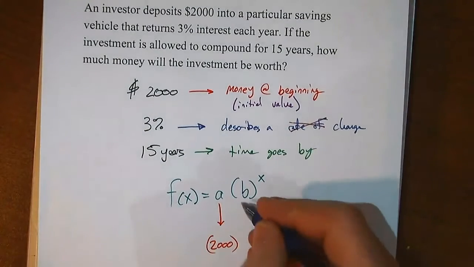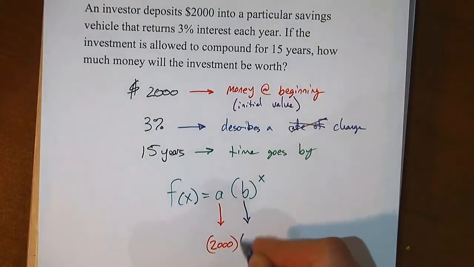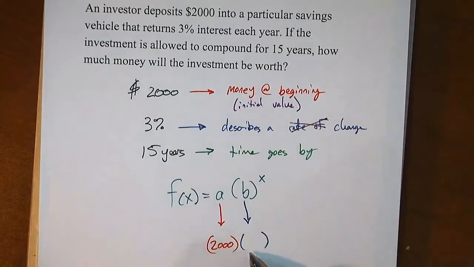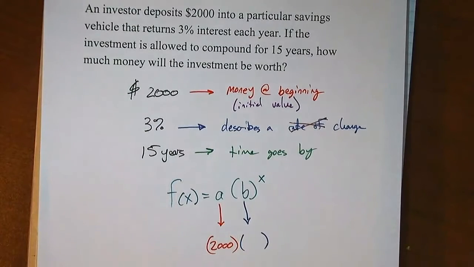But I need to put something in that's related to that 3. So what do I put in? So first of all, how do I know that I don't just put in a 3? Well, here's how I know.